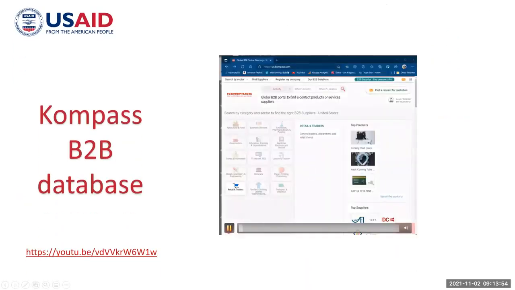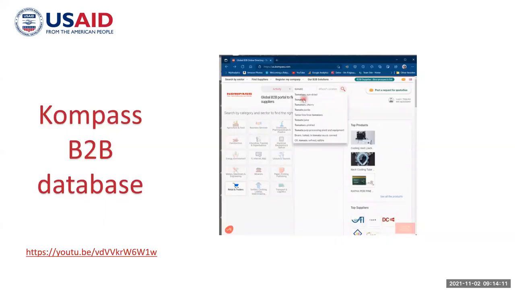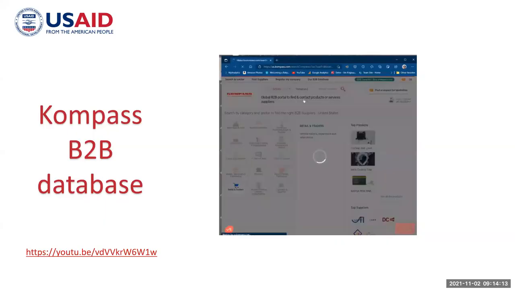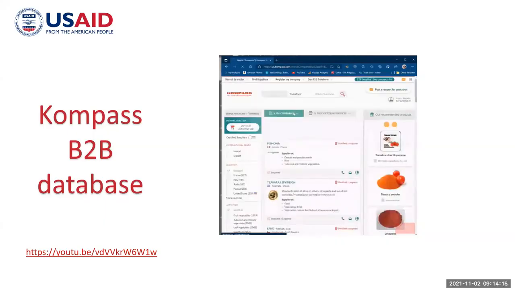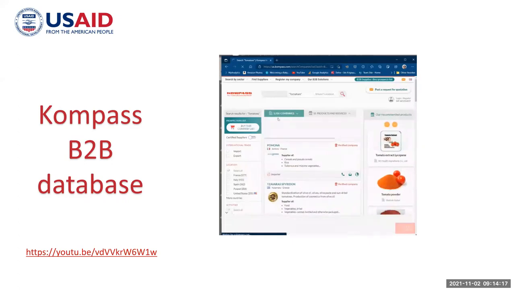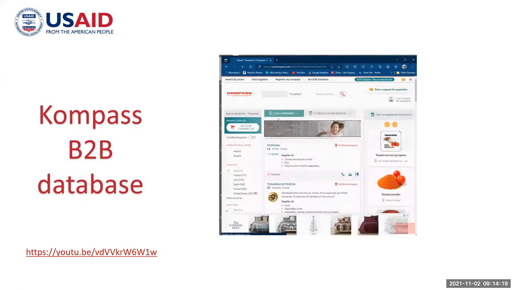Kompass.com is a good global database for B2B business. In this case, I can either search down here under food and agriculture or other sectors if I desire, or I can plug in a specific product. In this case, I'm going to plug in tomatoes. And it pulls up 3,926 companies that are involved in tomatoes.